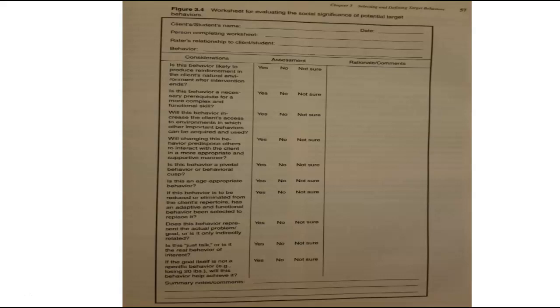If your goal is for somebody to lose weight, what is the behavior you're going to work on? Losing weight is not a behavior, it's a consequence or a result. So what is the behavior you're going to focus on for this person to lose weight? That's a question, okay? So you have to really be careful if you're targeting a behavior or something else. Or even if you're targeting a behavior that's indirectly related to the real problem behavior. Is this just talk, or is it the real behavior of interest?